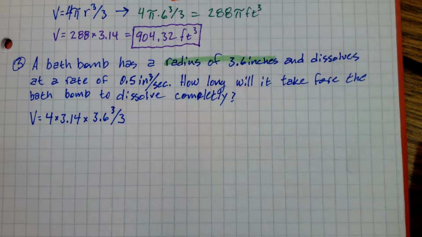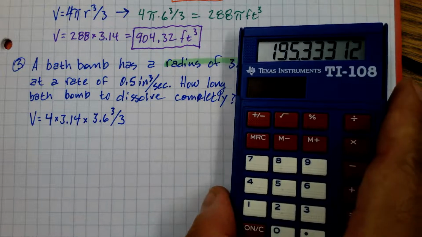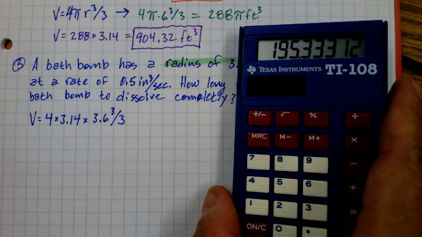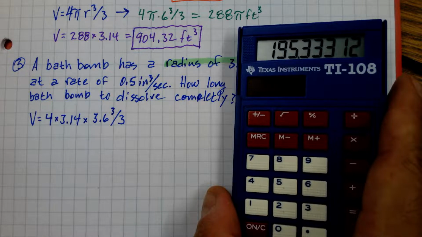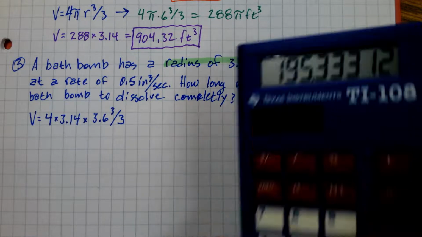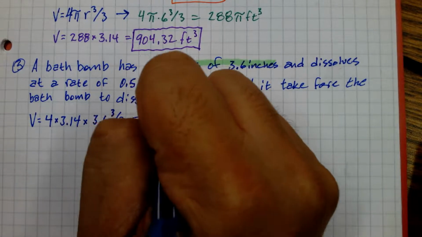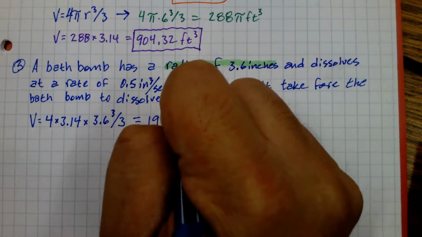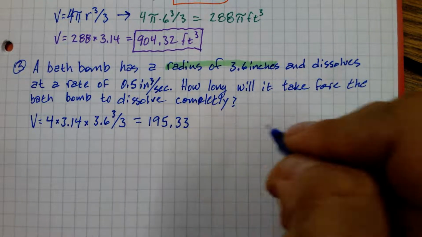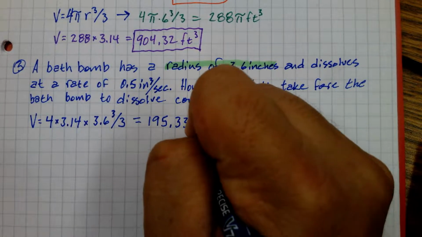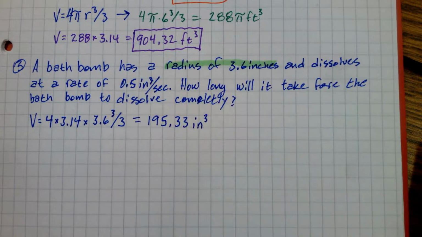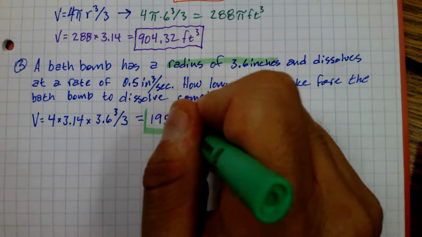Did I do that right? Oh, 195 point. Yeah, I thought the decimal was in the wrong place. 195.33312. Okay, let's just round it to 195.33. And what's our units? Inches cubed or cubic inches? There we go. That's our volume, but that's not how long it takes.